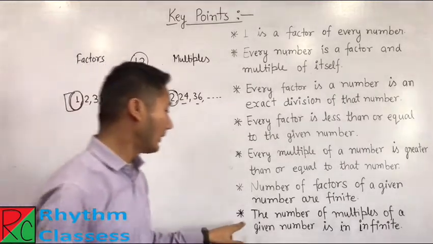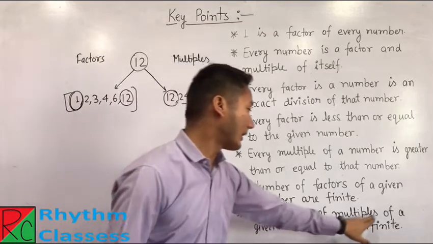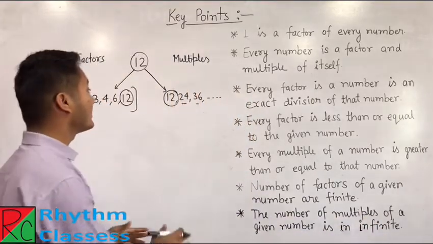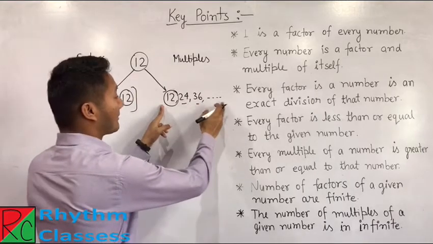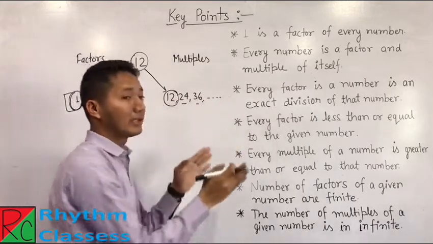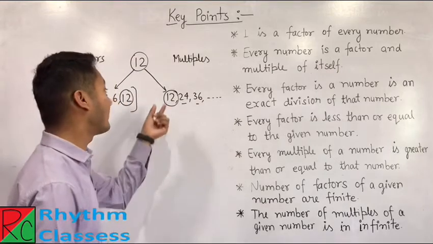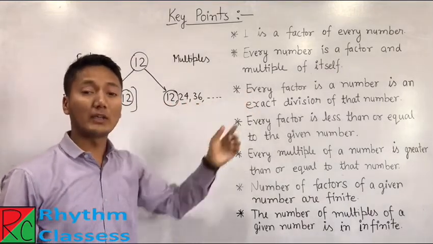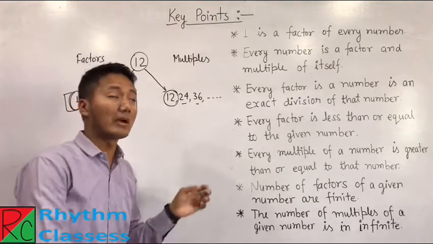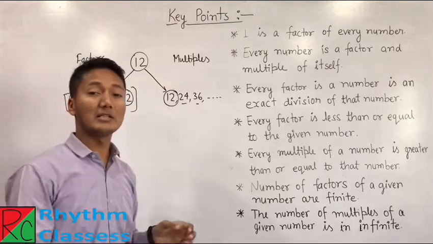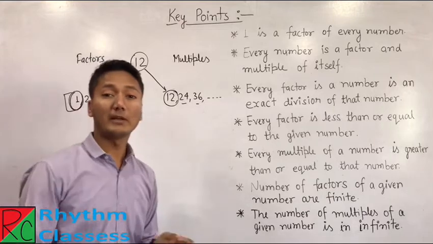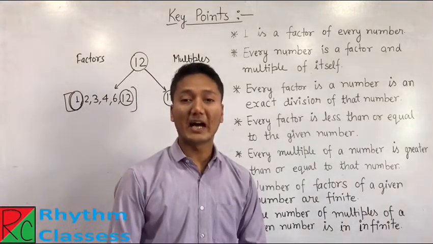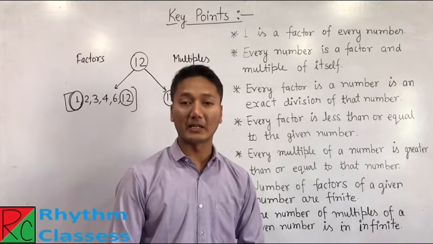Okay. But the number of multiples of a given number is infinite. That means we cannot count the total number of multiples. We have multiples like 12, 24, 36, 48 and so on. We cannot write all the multiples of any number. That means these numbers are not fixed. These are infinite.